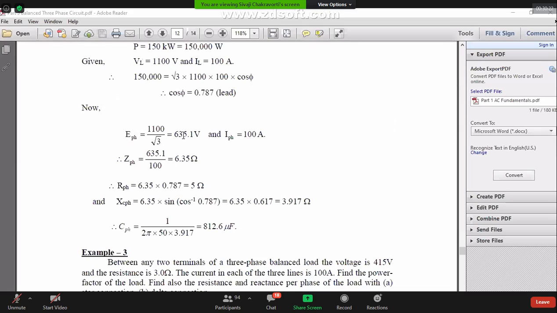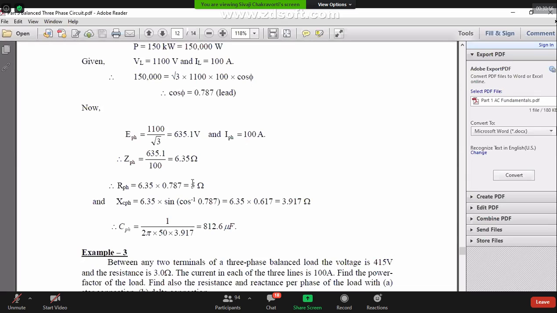Now, to determine the phase impedance, I cannot use the line voltage. So I take the phase voltage, since it is a star connected system, already given, star connected load. So it is line voltage by root 3. So I get the value, but it is star, so line current is equal to phase current. So it is 100 ampere. So Z phase is phase voltage by phase current. So I get the value.